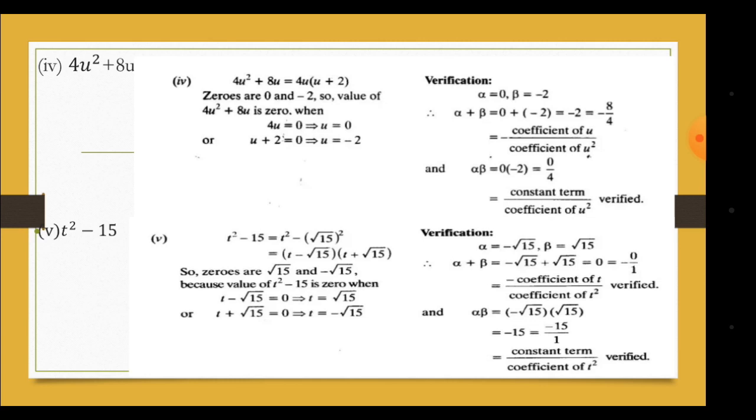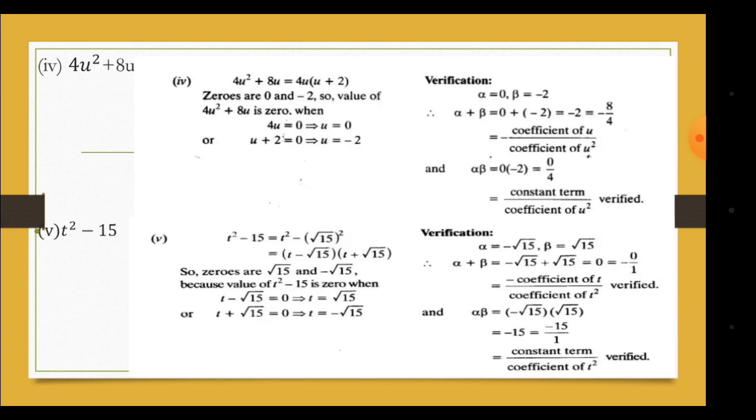Now minus 8 upon 4 means minus coefficient of u upon coefficient of u square. That is, 8 is the coefficient of u and 4 is the coefficient of u square. So we get here alpha plus beta equal to minus coefficient of u upon coefficient of u square. That means the first relation is verified.